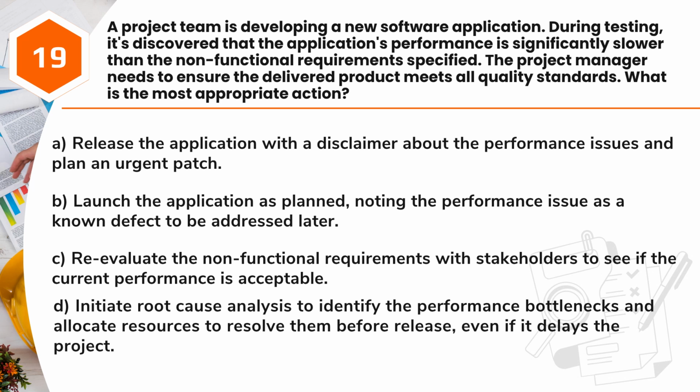A. Release the application with a disclaimer about the performance issues and plan an urgent patch. B. Launch the application as planned, noting the performance issue as a known defect to be addressed later. C. Re-evaluate the non-functional requirements with stakeholders to see if the current performance is acceptable. D. Initiate root cause analysis to identify the performance bottlenecks and allocate resources to resolve them before release, even if it delays the project.